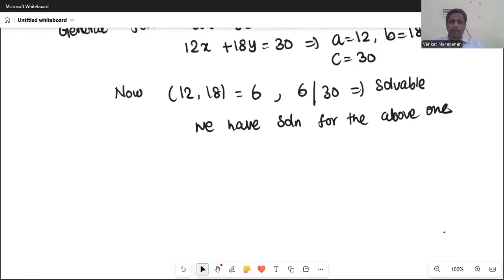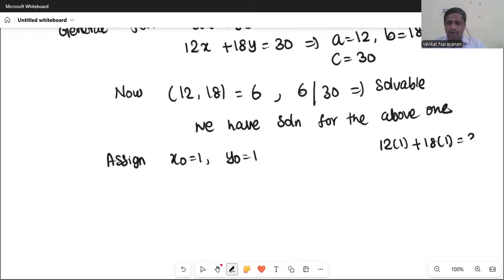Now, what is the solution for the problem? What is the initial solution? We can assign x naught equal to 1 and y naught equal to 1 for this problem. For example, 12 times 1 plus 18 times 1 equal to 30. It satisfies, so this is the exact initial solution for the problem.